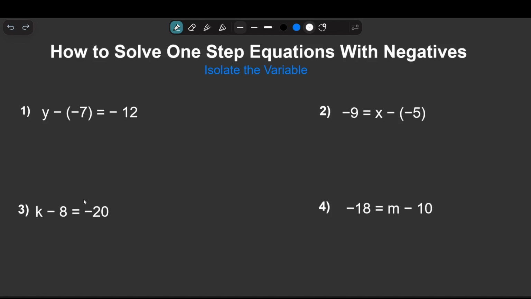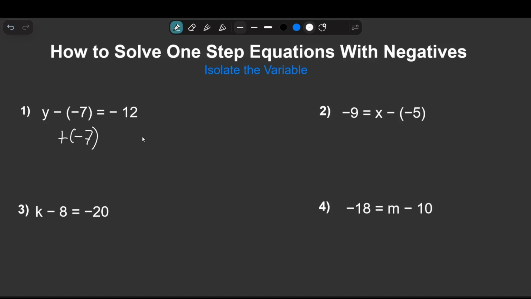Let's jump into number 1, where we have y minus (7) in the parentheses equals minus 12. First, we're going to isolate the variable. To isolate the variable, again, we have to inverse our operation. Our operation is subtraction. We're going to change the subtraction to addition. So, we're going to do plus minus 7. The minus 7 is in parentheses, so this basically means we are adding a negative number. We are adding negative 7 to our negative 12.